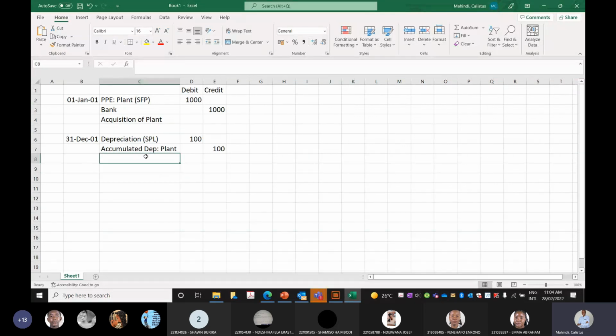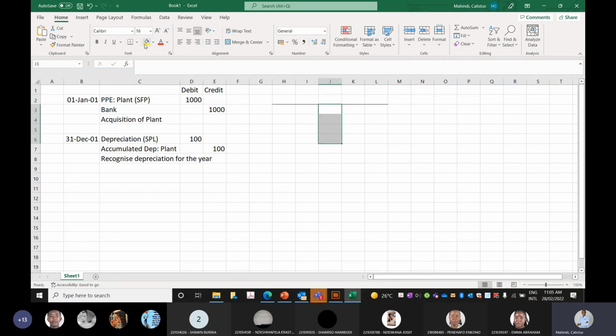All right. And then this is just to recognize depreciation for the year. Remember, you can't just credit the plant, because the only time you credit the cost price of an item of PPE is when you actually dispose of the PPE. Let me prepare ledger accounts so that you actually have a picture of what it would look like.